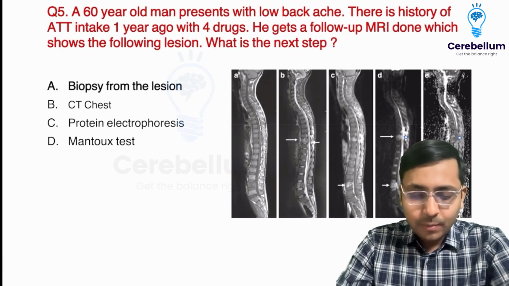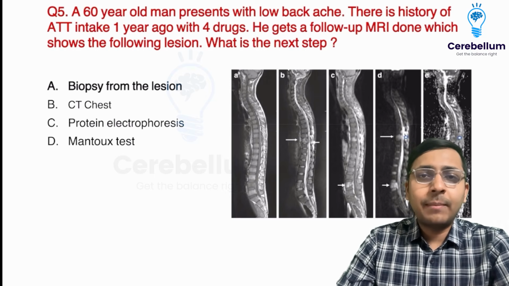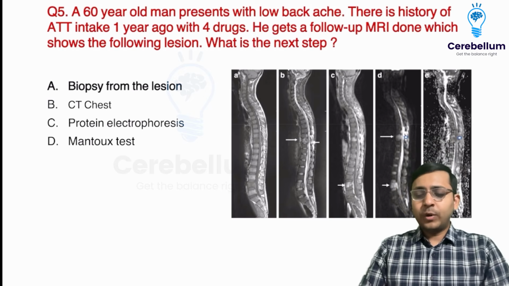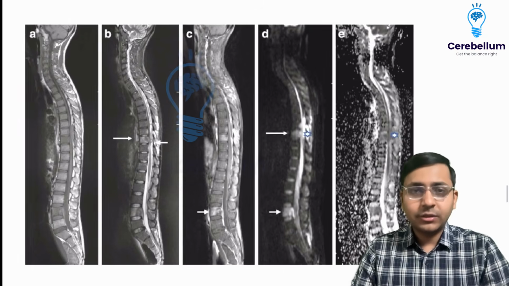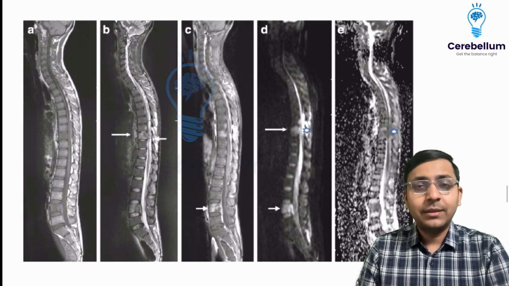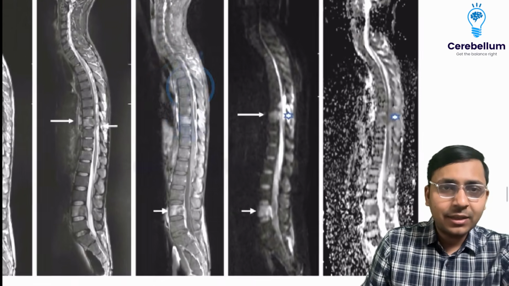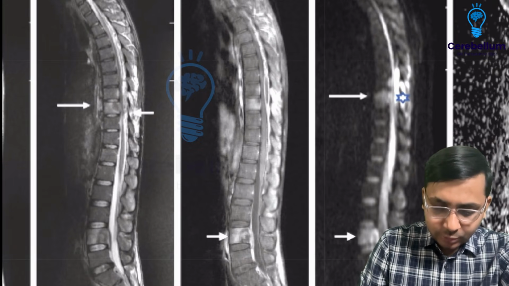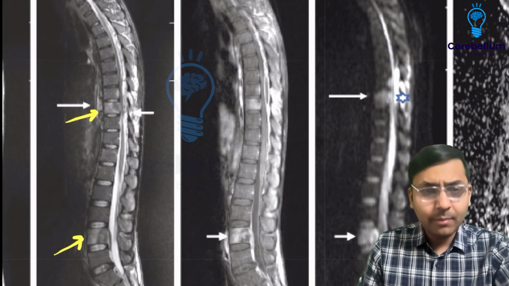Next, a 60-year-old man presents with low backache. There is a history of ATT intake 1 year ago with 4 drugs. He gets a follow-up MRI done which shows the following lesions. What is the next step? Students have told me that there was a series of spine MRIs, and this is the nearest image that I could find. There is a lesion in the thoracic vertebra, pointed by this white arrow, and another lesion in the lumbar vertebra.